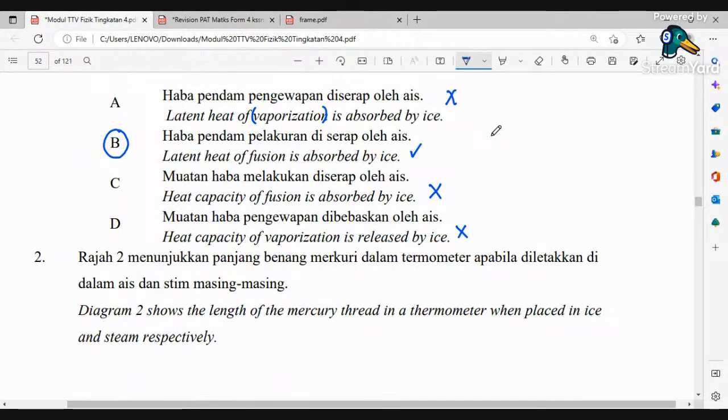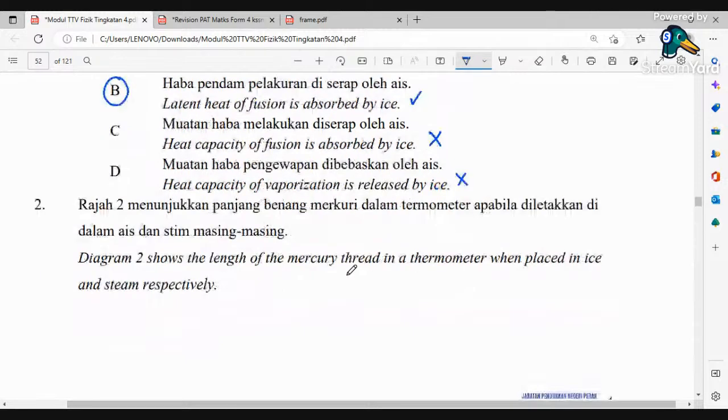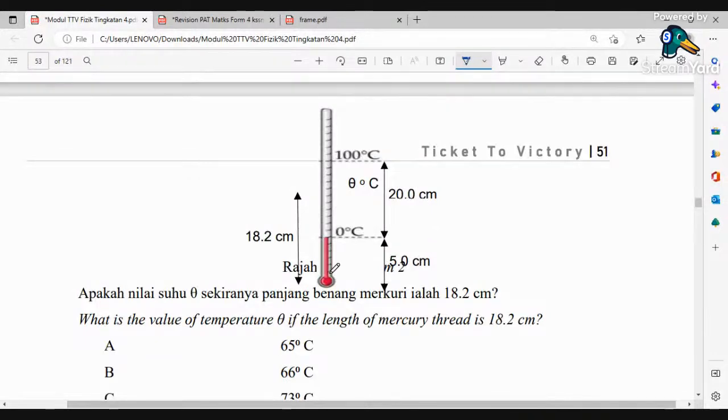Okay, number 2, diagram 2 shows the length of the mercury thread in a thermometer when placed in ice and steam respectively. Panjang benang mercury, maksudnya mercury dalam thermometer tu. So this is the thermometer, and you can see the red color is the mercury thread. What is the value of the temperature theta if the length of the mercury thread is 18.2 centimeter?